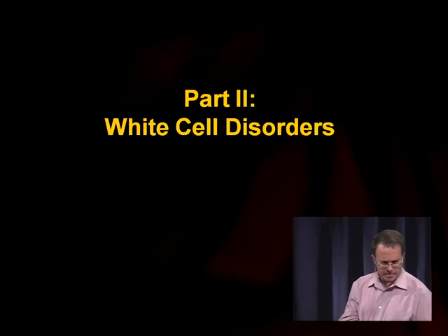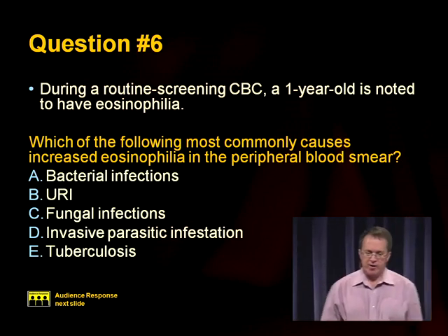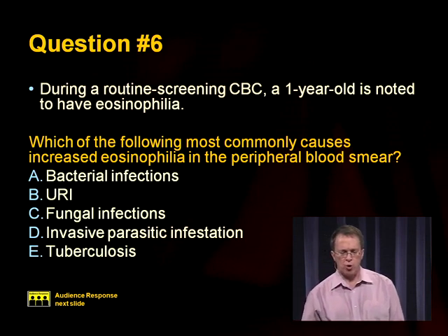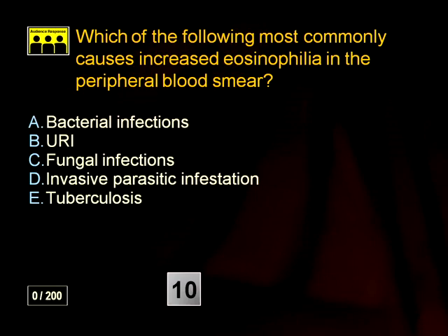Okay. All right, white cell disorders. Routine screening CBC, you have a 1-year-old who has eosinophils. What's causing this? A bacterial infection, a URI, a fungal infection, invasive parasitic infection, or tuberculosis?